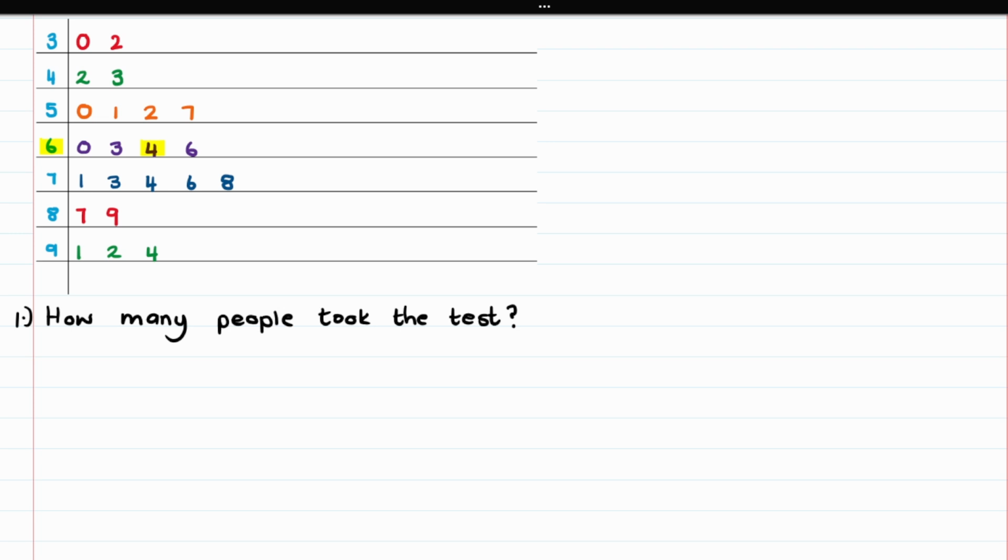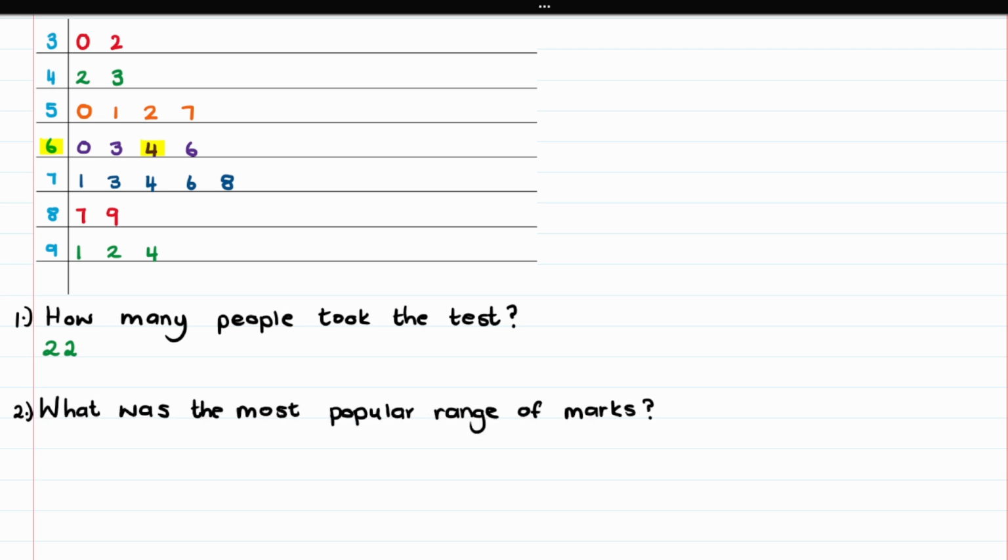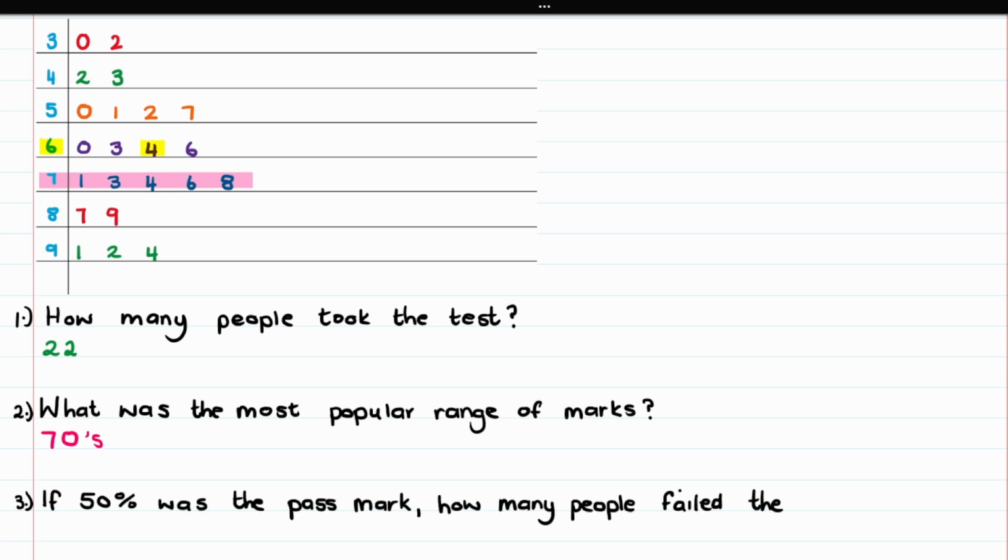Firstly, how many people took the test? Well, all I need to do is count my number of values and I get the answer of 22. Question 2 asks what the most popular range of marks was. You can see that we had the most results for numbers in the 70s, so that is our answer. For question 3, it says if 50% was the pass mark, how many people failed the test? Well, we can see over here that we have the 50s, so any numbers less than this would represent the failures. Here we can see that there were 4 people who failed the test.